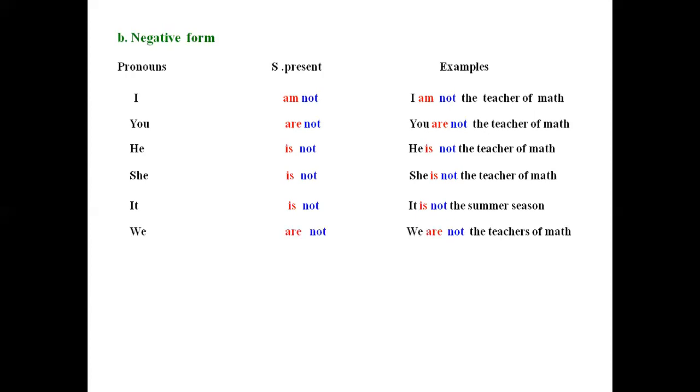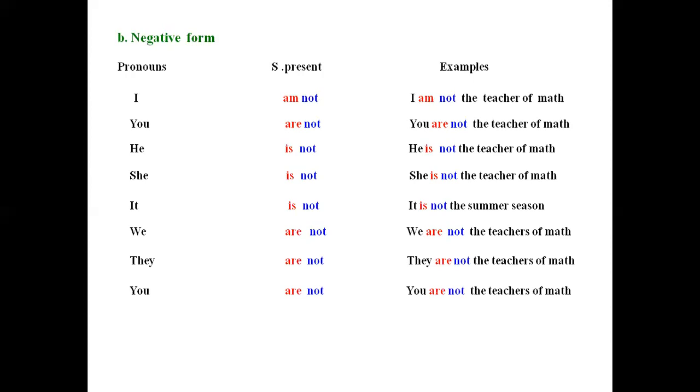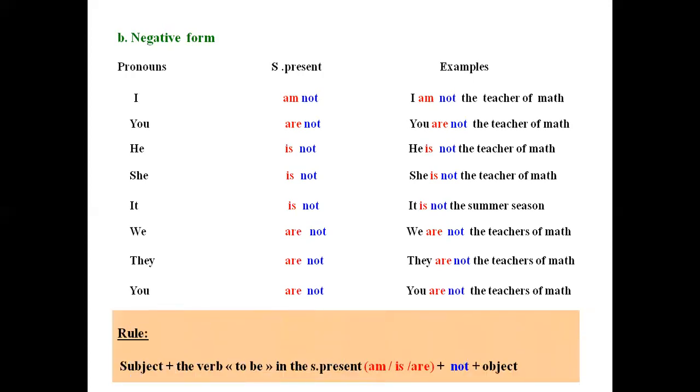In the plural form, we are not the teachers of math. They are not the teachers of math. You are not the teachers of math. So the rule here, we have the subject plus the verb to be in the simple present plus not, the negative form plus the objects or the rest of the sentence.